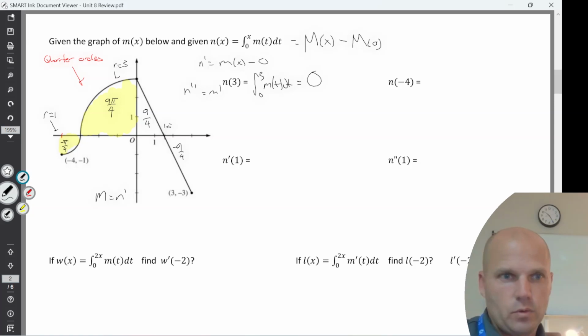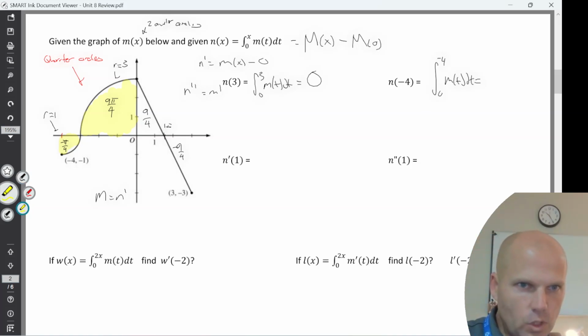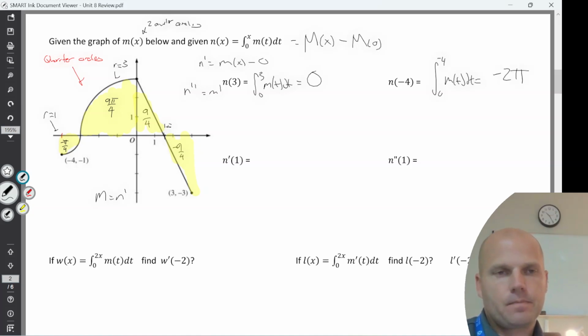So n of -4 would be the accumulation from 0 to -4 of m, which I can do because I have 2 quarter circles. Quarter circles, just reminding myself for adjustments to the copies of this, what we got going on here. So adding them together would be 2 pi. Going backwards would be -2 pi. 8 pi over 4, 1 pi over 4.